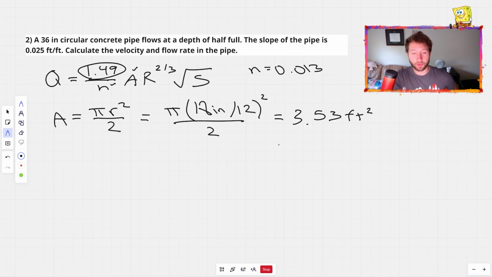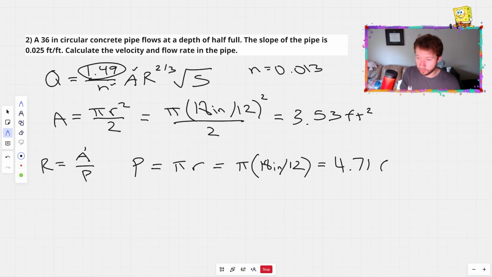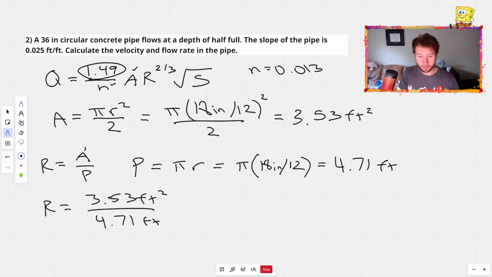Now let's find the hydraulic radius: cross-sectional area over wetted perimeter. We have the cross-sectional area, so let's find the wetted perimeter. The pipe is flowing at half full, so it's a half circle. That'll just be pi times radius. That'll be pi times 18 inches divided by 12 for feet, and that'll be 4.71 feet. So there's our wetted perimeter. Now we can find the hydraulic radius. That'll be our cross-sectional area, 3.53 feet squared, over 4.71 feet, which will give us about 0.75 feet.